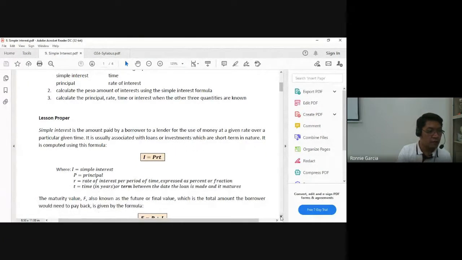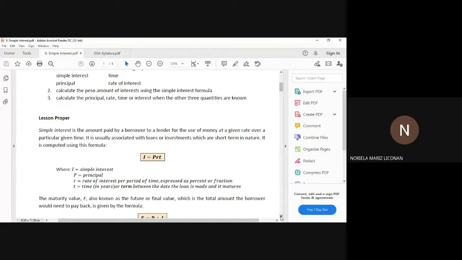Let's have Noriela? Yes, sir. Simple interest is the amount paid by a borrower to a lender for the use of money at a given rate over a particular given time. It is usually associated with loans or investments which are short-term in nature. It is computed using this formula.